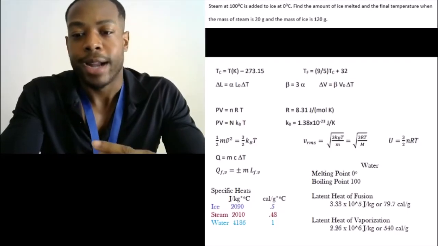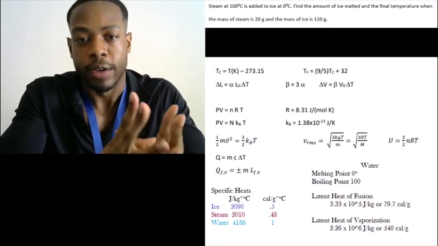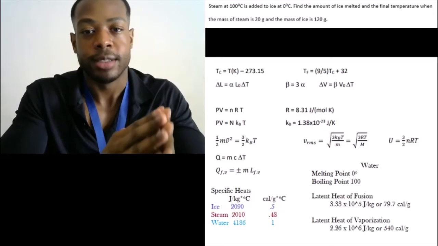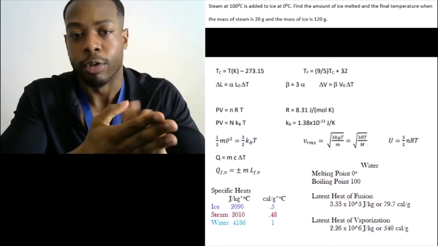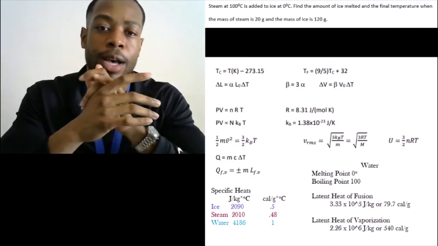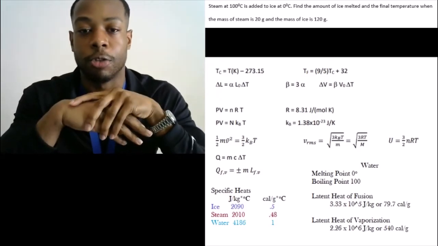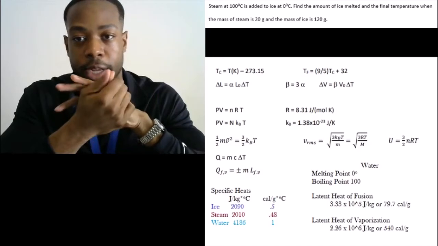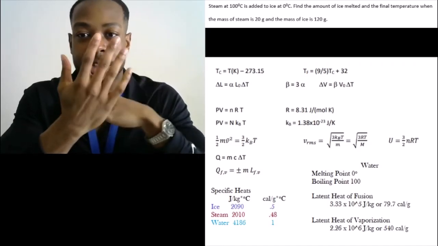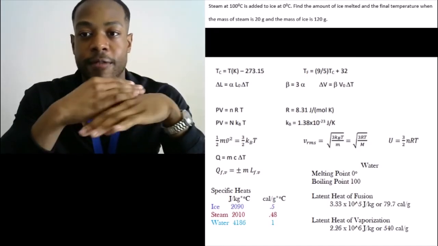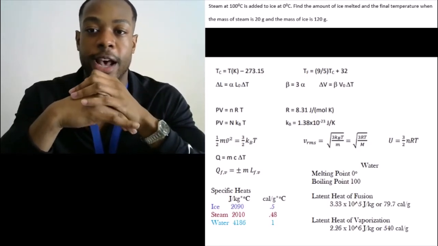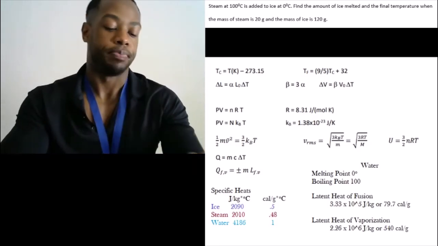So here we're back to the new stuff, right? And you guys should be experts on this. It's going to be a good part of your exam. So I'm not actually going to show you how to do this. But I will give you some leading questions. I will give you some good ideas, right? The steam at 100 degrees, the ice at 0 degrees, find the amount of ice melted and the final temperature when the mass of steam is 20 grams and the mass of ice is 120 grams.